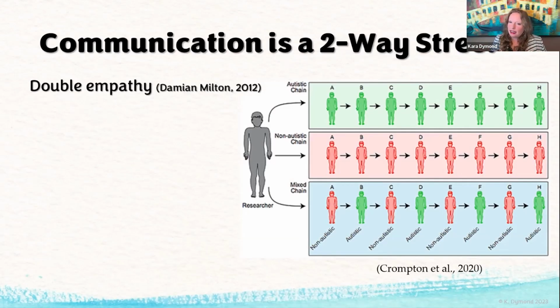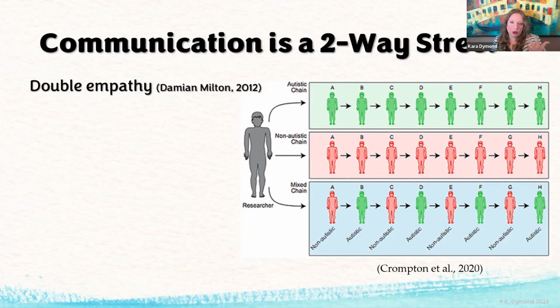It's basically like that game of broken telephone where you pass a message down a chain of people, and they had 3 groups. They had a fully autistic group, a fully non-autistic group, and then a mixed chain where one person's non-autistic and then autistic and so on. And each of these groups had to rate the rapport that they felt with one another. And also they tracked how many details were correctly remembered.